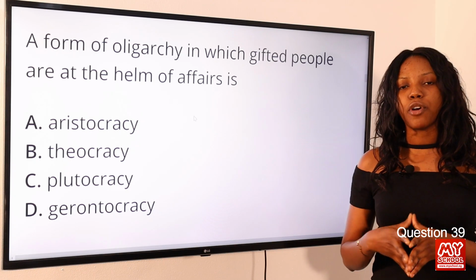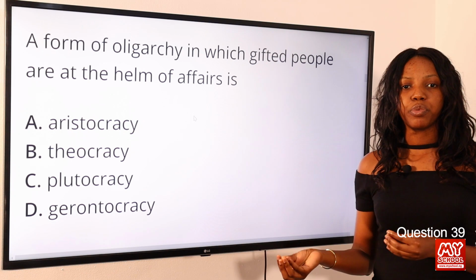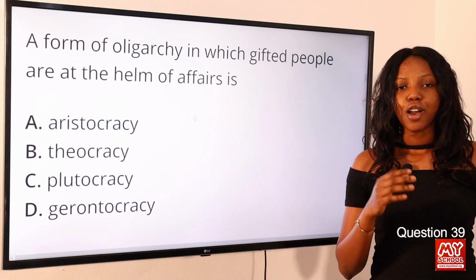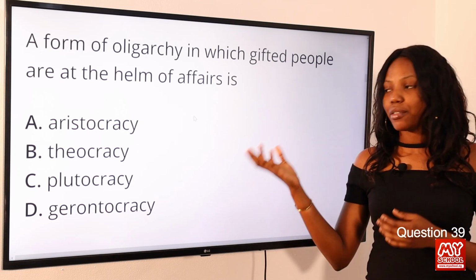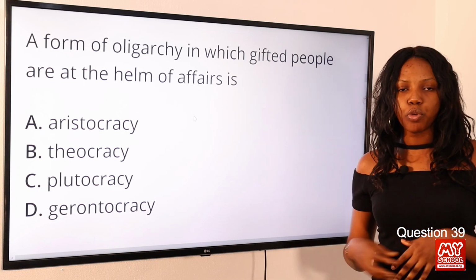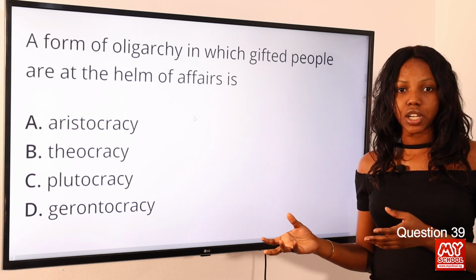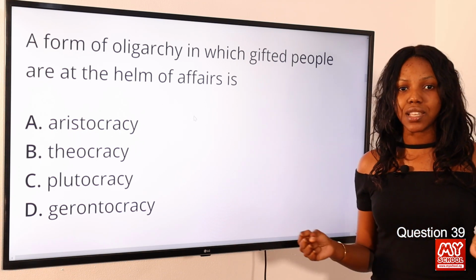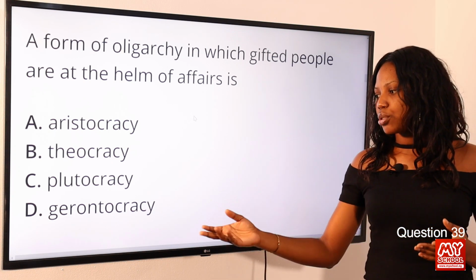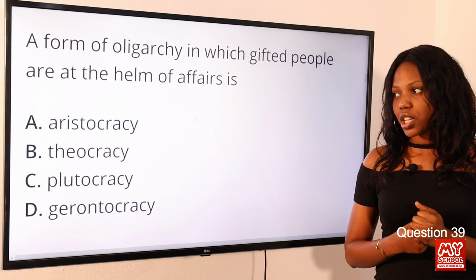The question says a form of oligarchy. Oligarchy is a form of government in which a small group of people rule, or government by the few. Okay, we have two forms of oligarchy. We have authoritarianism and aristocracy. So definitely aristocracy is the answer. Aristocracy is the government by the noble, by the best, or gifted. Theocracy is government by divine officials, in which they believe that God or a deity is the supreme ruler. Plutocracy is government by the wealthy, and gerontocracy is government by old people. So the answer to this question is option A, aristocracy.